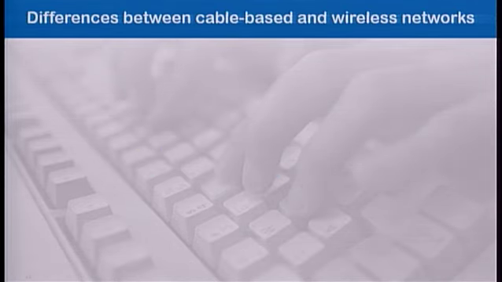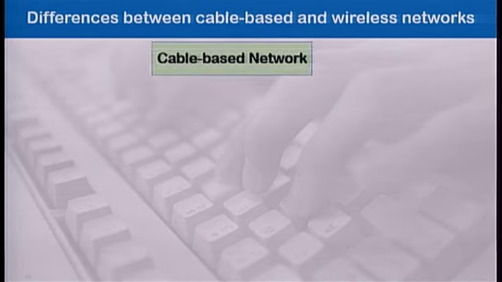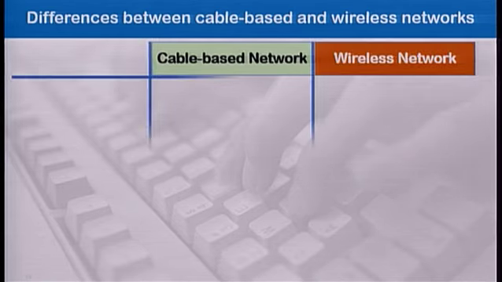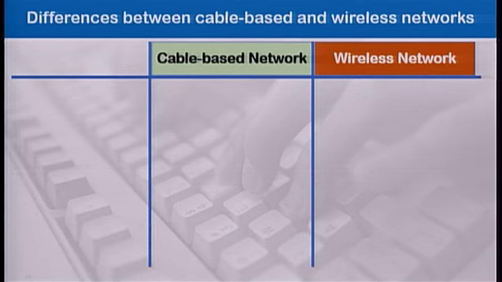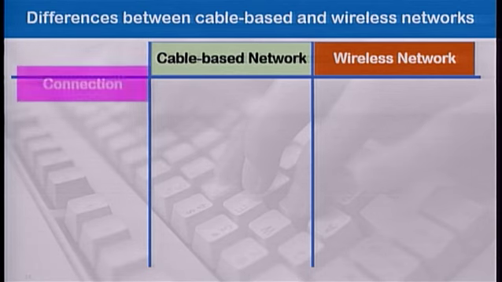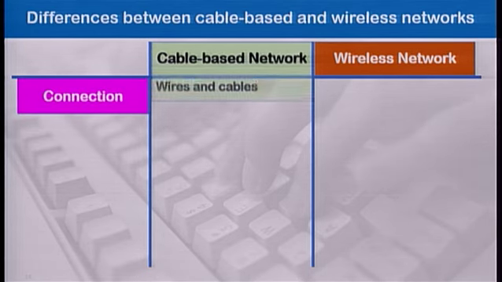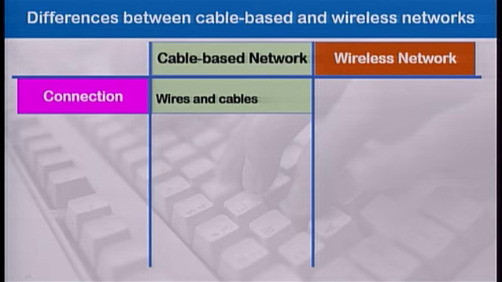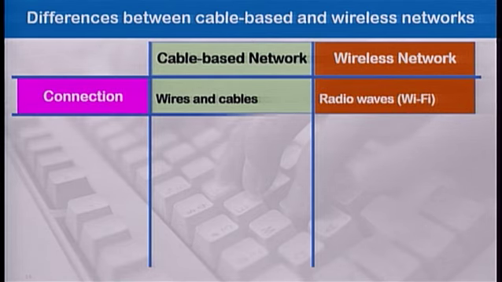We are now going to examine the differences between cable-based and wireless networks. You are going to have a column for cable-based networks and another column for wireless networks. Let us start by looking at how each of them connect devices. A cable-based network, as the name suggests, uses cables and wires, whereas a wireless network uses radio waves such as Wi-Fi.